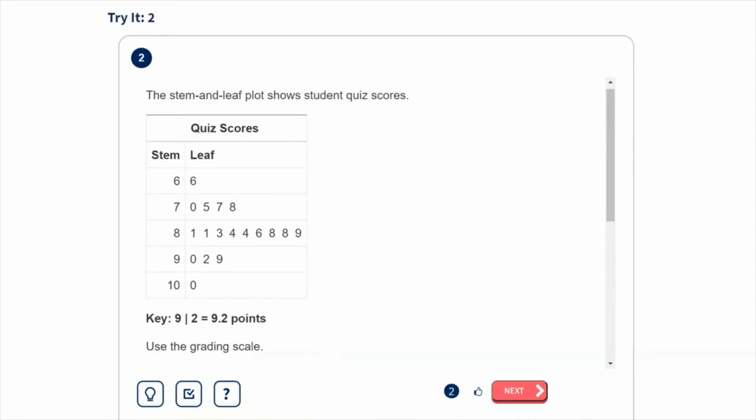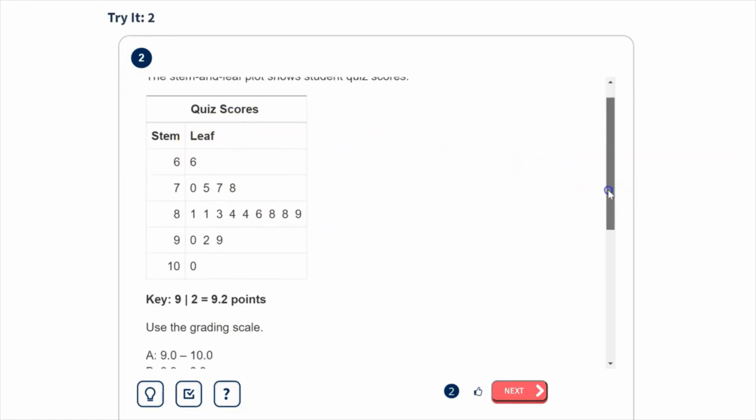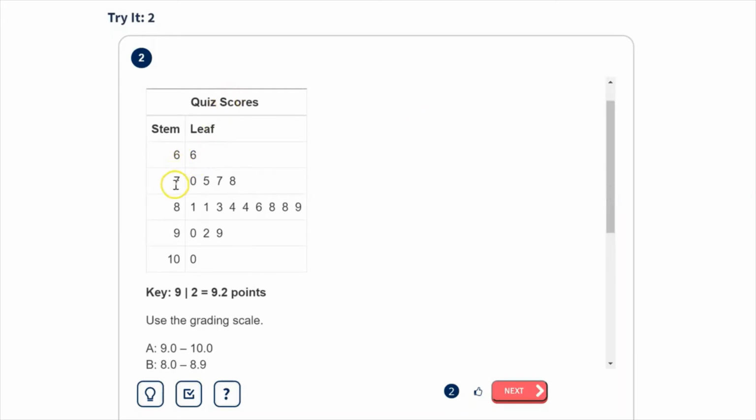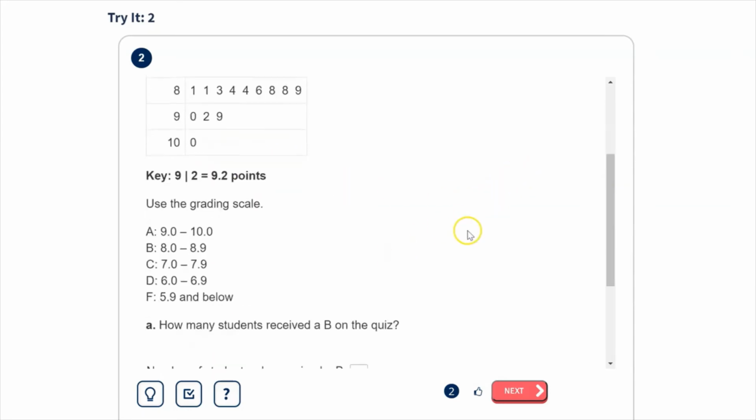All right, now let's try examining a stem and leaf plot and answering some questions about it. We can see here this represents quiz scores, and our key tells us that a 9 in the stem and a 2 leaf represents 9.2. So the stems represent the ones place here, and the leaves represent the tenths place. We can see we've got a variety of different scores here. You've got a 6.6, 7.0, 7.5, 7.7, and so on.